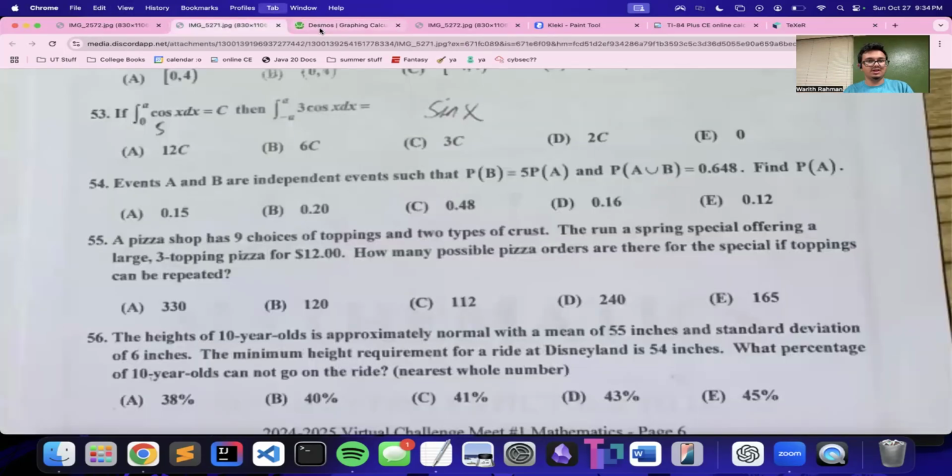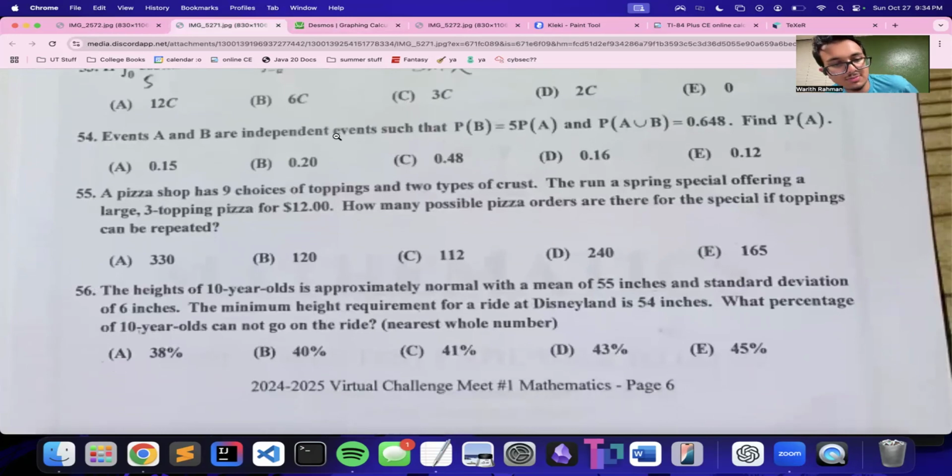Okay. Number 9, I already started reading, so I know this is stars and bars. Pizza shop has 9 choices for topping and 2 types of crust. Okay, how many possible? Okay, so for obvious reasons, we can't choose 2 crusts. There's not a chance of that. So we only choose 1 crust, but out of 9 toppings, we need to choose 3, with the chance that they can be repeated.